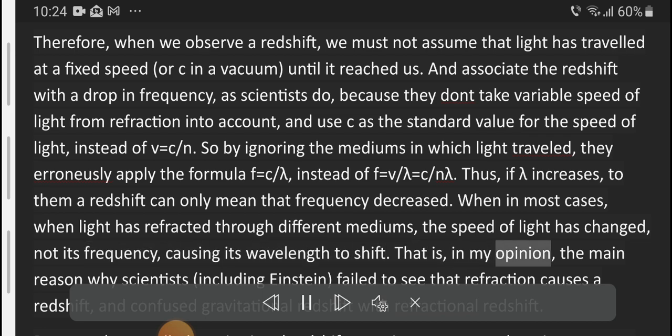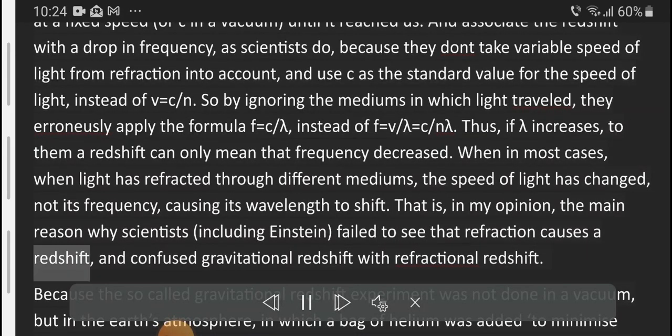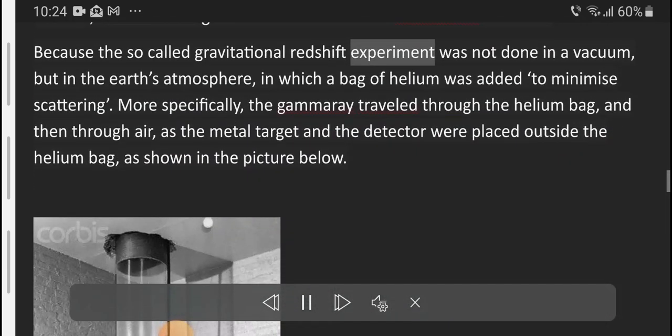That is, in my opinion, the main reason why scientists, including Einstein, failed to see that refraction causes a redshift, and confused gravitational redshift with refractional redshift. Because the so-called gravitational redshift experiment was not done in a vacuum, but in the Earth's atmosphere, in which a bag of helium was added to minimize scattering.